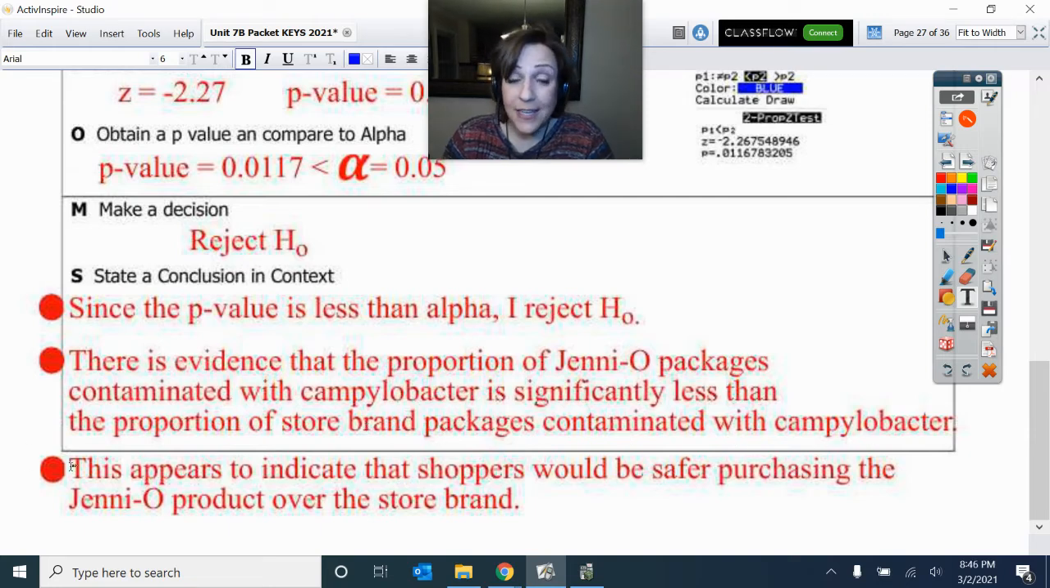So it appears to indicate that shoppers would be safer purchasing the Genio product over store brand. See, this is going to tell me, should I pay more for the Genio over the store brand? All right.